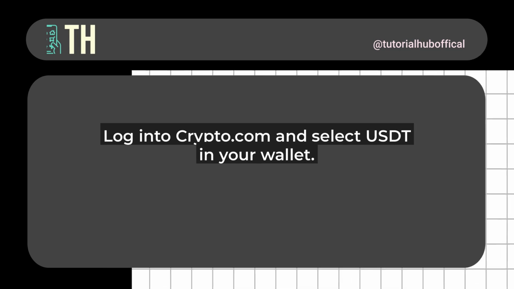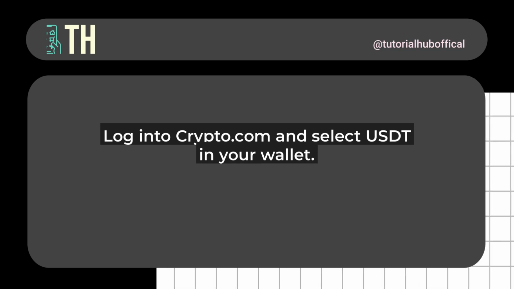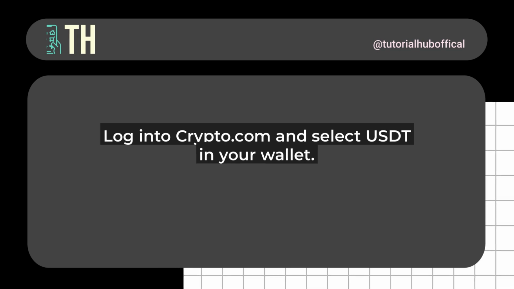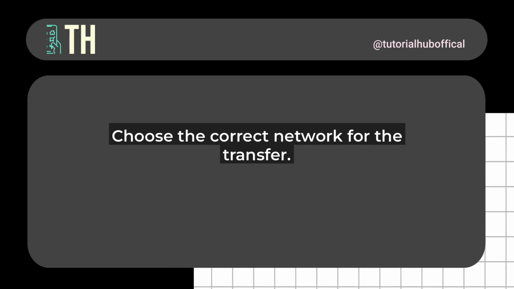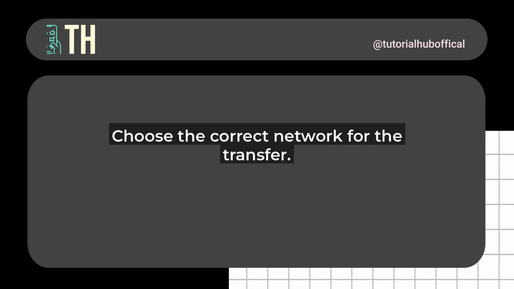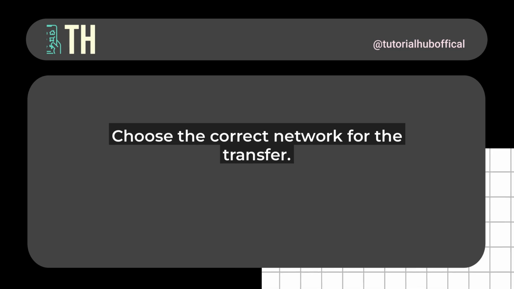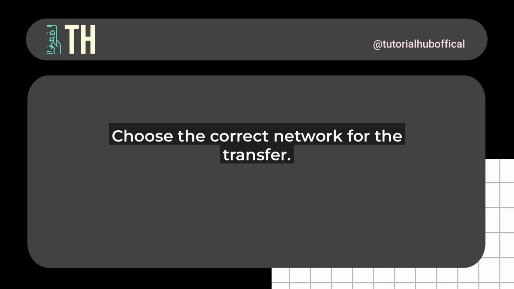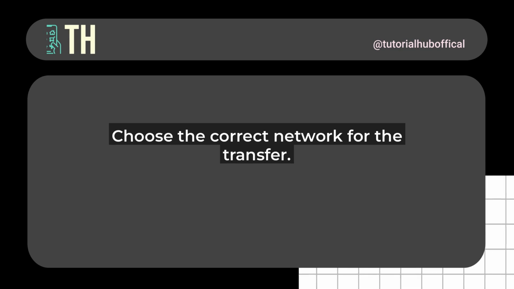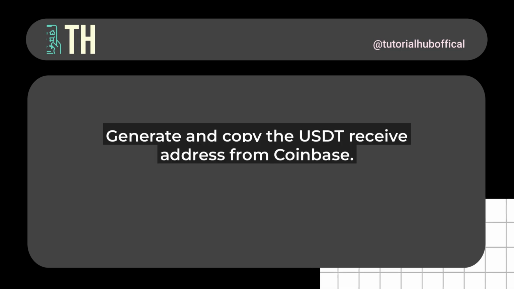Alright, let's get started. First, log into your Crypto.com app or website. Navigate to your wallet section and select USDT from your list of assets. Here, you'll want to initiate a withdrawal. Choose the network for the transfer. Remember, USDT can be on different blockchains like Tron or Ethereum, so double-check that it matches what Coinbase supports to avoid any issues. For 2025, Coinbase might have updated preferences, so look for ERC20 or another compatible option.